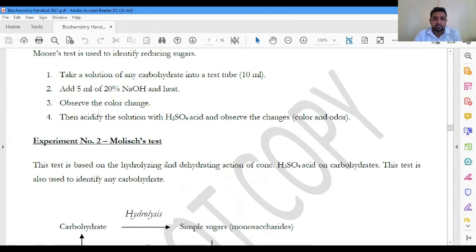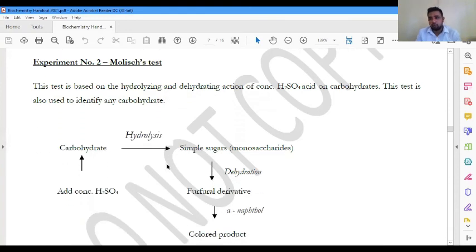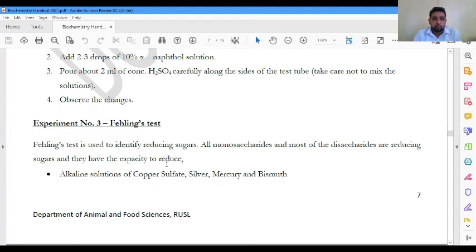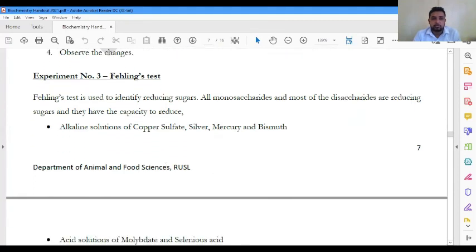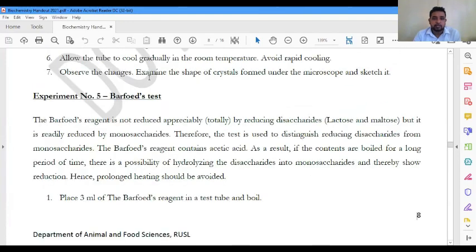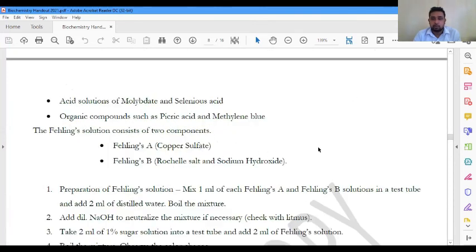is a very specific test to identify any carbohydrates; monosaccharides, disaccharides, as well as polysaccharides will give positive results for Molisch test. That means purple coloring. And then we discussed Fehling's test. That is a well-known test to distinguish between reducing and non-reducing sugars. For that, we use Fehling's A and Fehling's B solutions. Fehling's A contains copper sulfate, which is blue in color, and Fehling's B contains sodium potassium tartrate and sodium hydroxide. When we mix Fehling's A and Fehling's B, we get a Persian blue color solution.